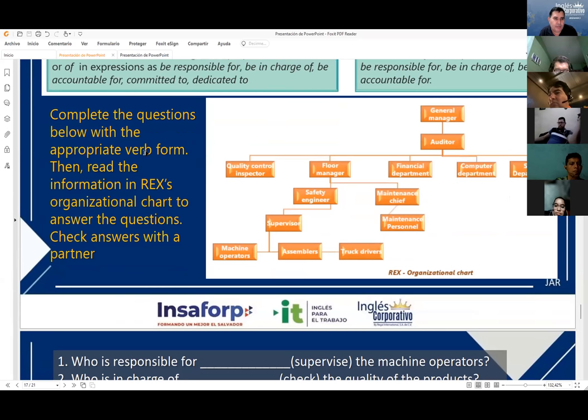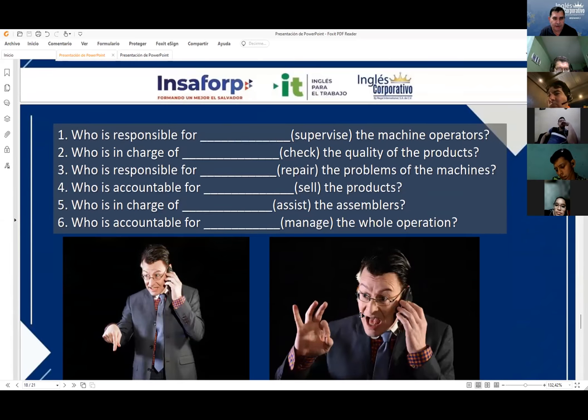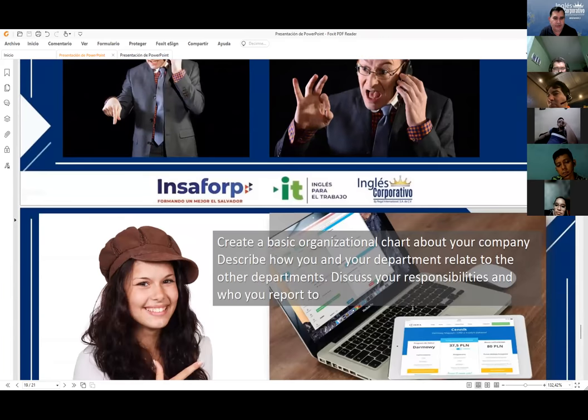Okay, complete the questions below with the appropriate verb form. Then read the information in Rex's organizational chart to answer the questions. Check answers with a partner. Eso lo vamos a completar. Let's do it because of time.